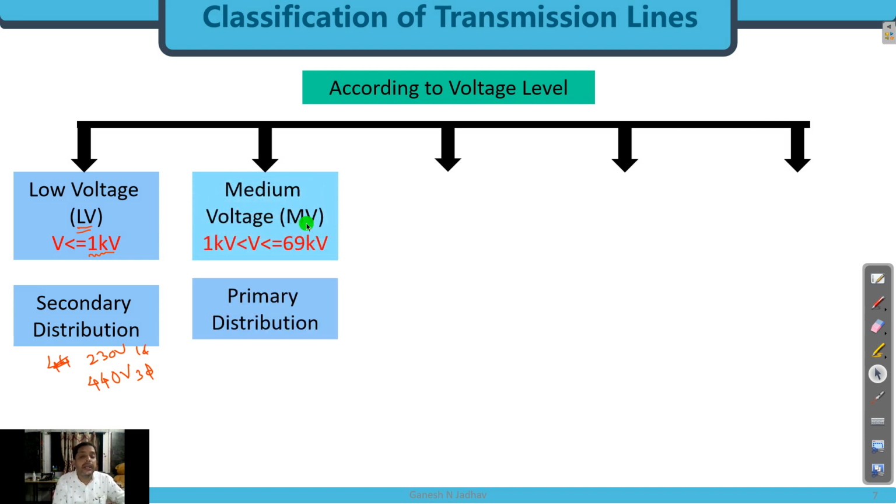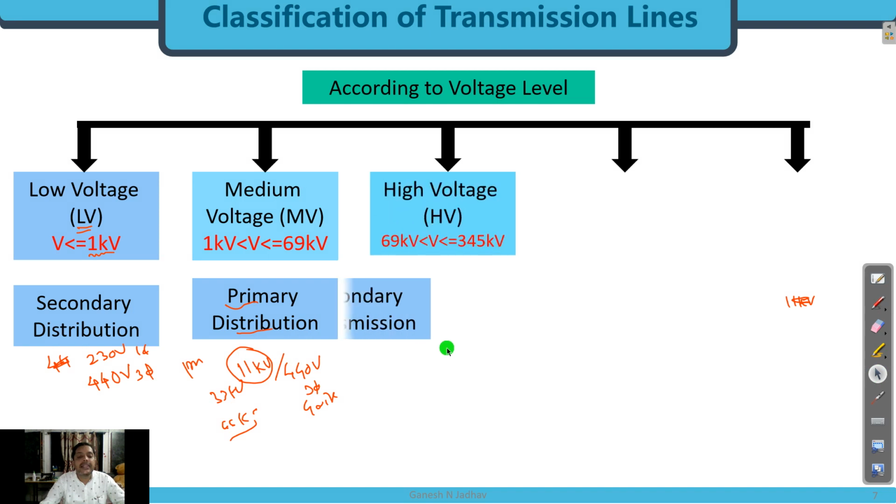Medium voltage lies between 1 kilovolt and 69 kilovolt, and this is used for primary distribution. If you look outside your building, you might have observed that the pole mounted substation is designed for 11 kV by 440 volt, 3 phase 4 wire supply. That 11 kV supply is used for primary distribution. So 11 kV, 33 kV, 66 kV are used for primary distribution purposes.